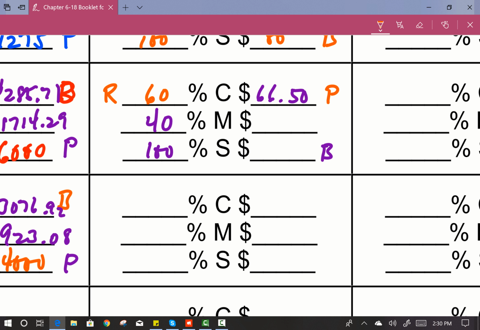So we have a value for the rate. We have a value for the part. We need to calculate for the base. Therefore, the base is equal to part divided by the rate. So that's $66.50 divided by 0.6, after you move the decimal point 2 places to the left, to give you 110.83.